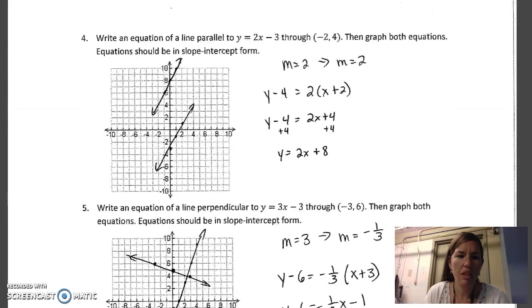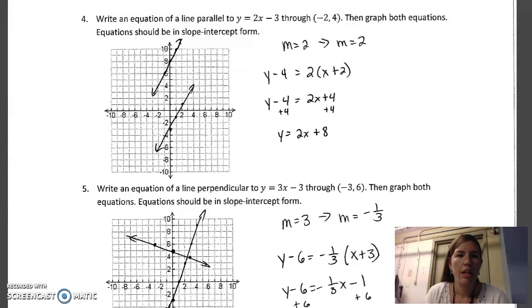Okay, let's go to example number 4. It says, write an equation of a line that is parallel. Again, read carefully. Maybe you want to circle that word. Maybe you want to highlight that it's parallel, so that changes things. Parallel to y equals 2x minus 3 and goes through the point (-2, 4). And then graph both equations. So what is the slope of this line? The slope of this line is 2. Because you're talking parallel, the slope should be the same. So you're also going to use 2.